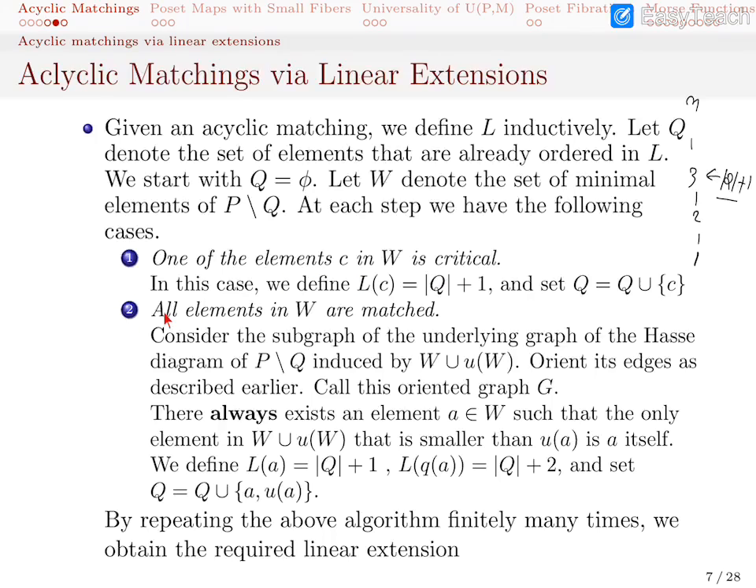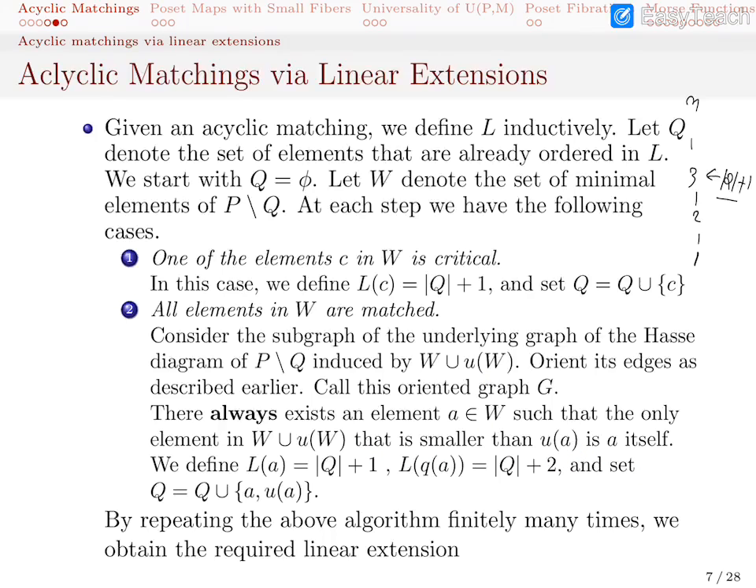And the second case, if everything in W is matched, then you consider the subgraph of the underlying graph of the Hasse diagram of P minus Q induced by W union U of W, and we orient its edges as described earlier: the edge is from top to bottom if the edge isn't matched, and it is from bottom to top if the edge is matched. And if we call this oriented graph G, then I claim that there always exists an A in W such that the only element in W union U(W) that is smaller than U(A) is A itself.